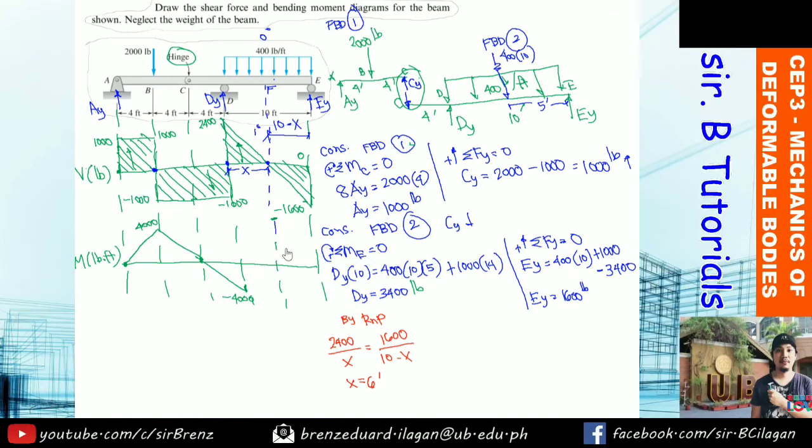So, balik tayo dito. So, negative 4,000 plus the area of the triangle or 1/2 of 2,400 times 6. So, the answer there is 3,200. So, nagkamali ako ng assume. So, you can see here, mas mataas siya. So, dapat pala mas mababa yung location nito. So, baba ko lang ng konti. Ayan. So, the answer is 3,200.